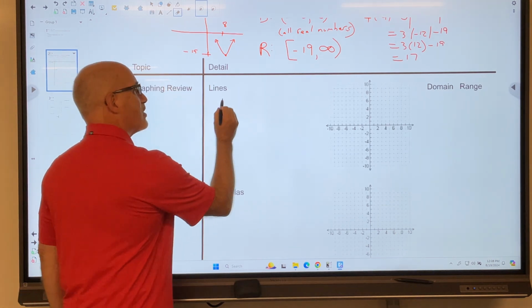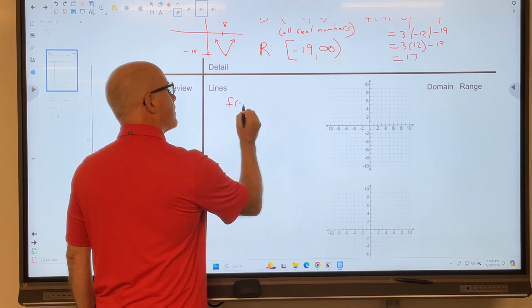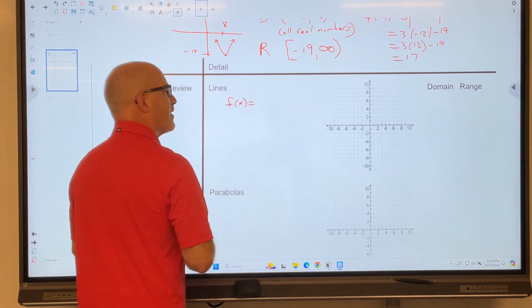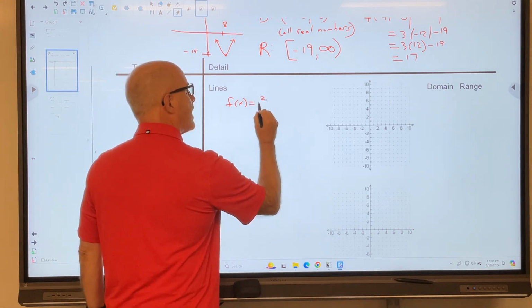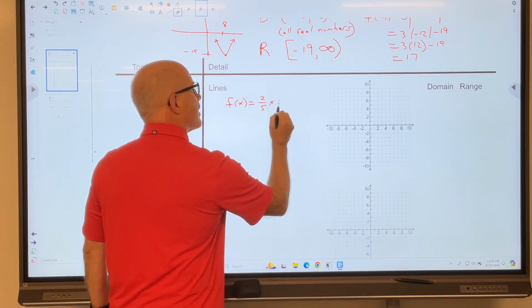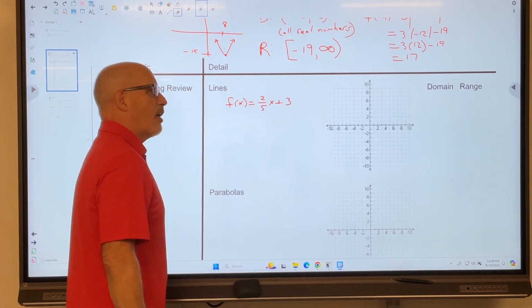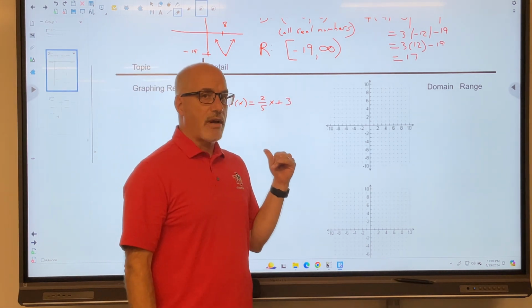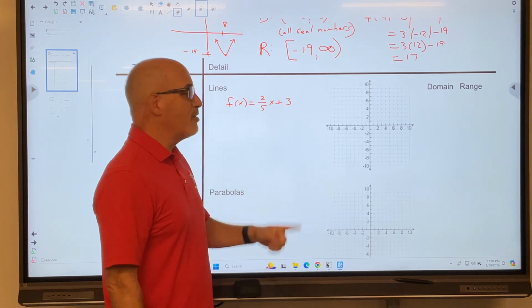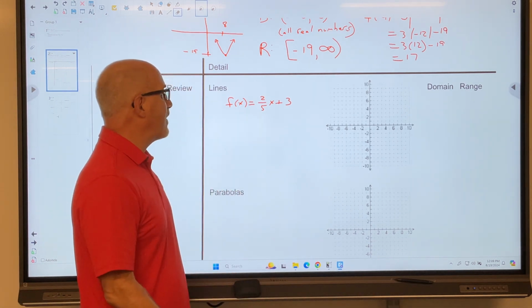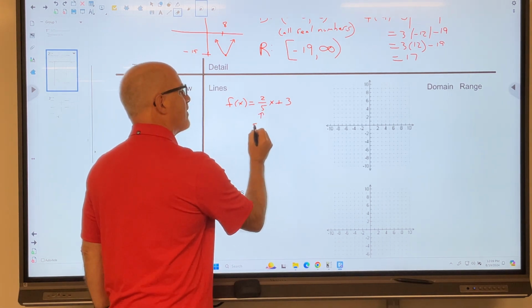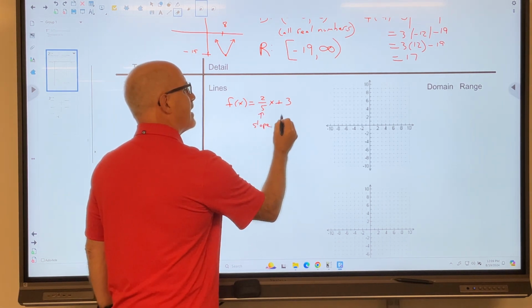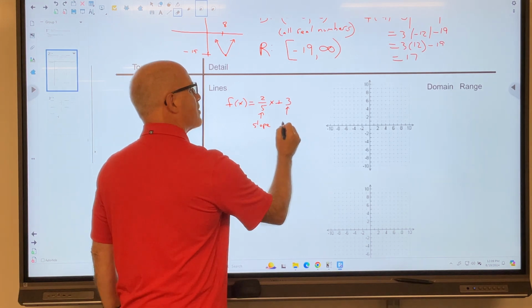We're going to start with f of x equals 2/5 x plus 3. Now, a reminder, you can put that in your graphing calculator, but I can do this by hand. Just a reminder of how this looks. This is the slope of the graph, and this is the y-intercept.